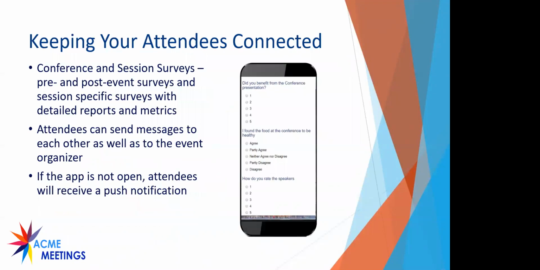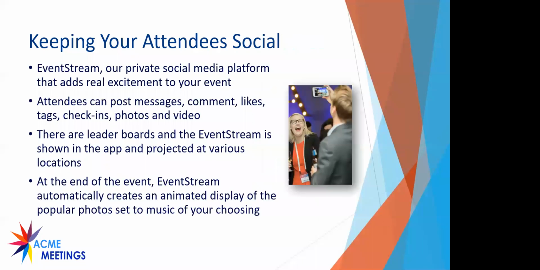Now we have ways in Acme Meetings to keep your attendees connected. There's conference and session surveys, pre and post surveys, and session-specific surveys. We have detailed reports and metrics that at Acme Meetings we will share with you. Attendees can message each other as well as message speakers, sponsors, exhibitors, or you, the event organizer. And even if the app isn't open, if you send out a message or a communication, the attendee will receive it on their phone or tablet as a push notification. So there's lots of ways to keep your attendees connected, okay?